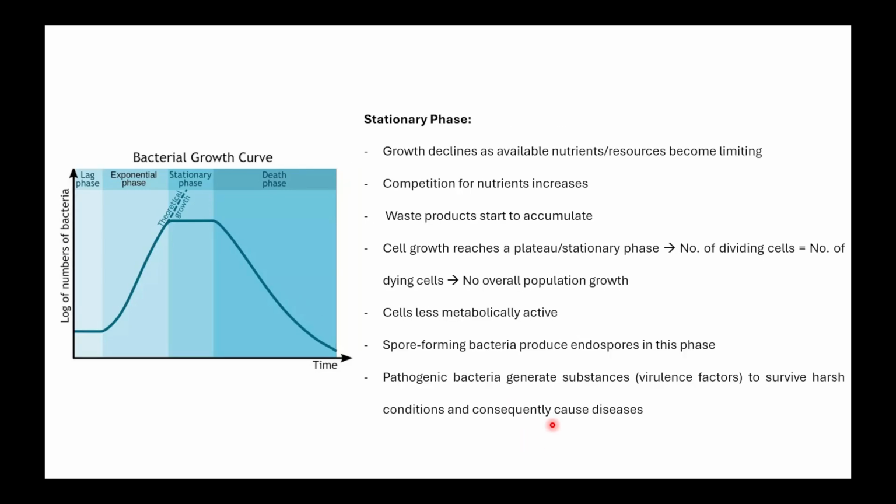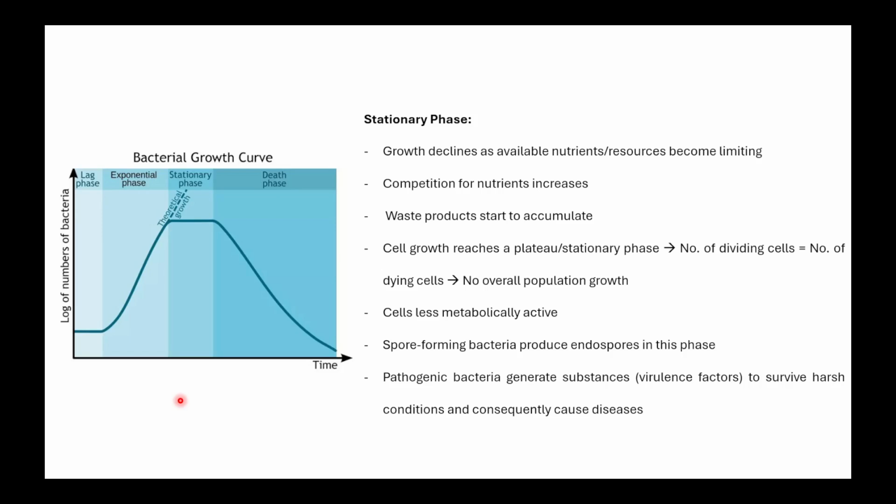Okay, and then there comes the stationary phase. Ideally, this should have been like this, wherein this is the theoretical growth curve. But what happens is, as the cells go on dividing, they are using up the nutrients that are being provided to them.